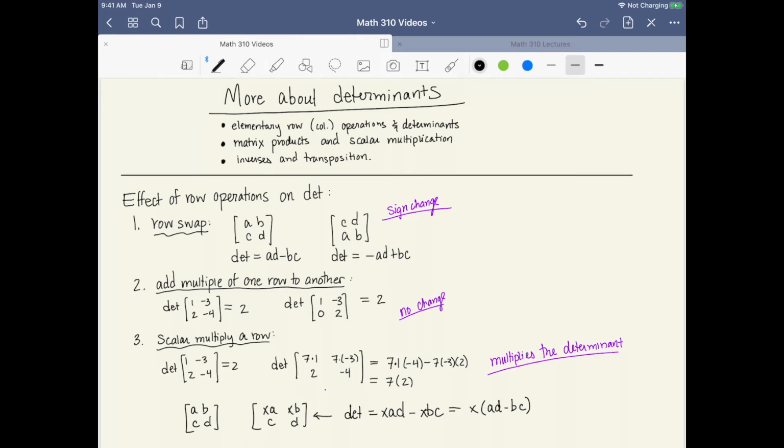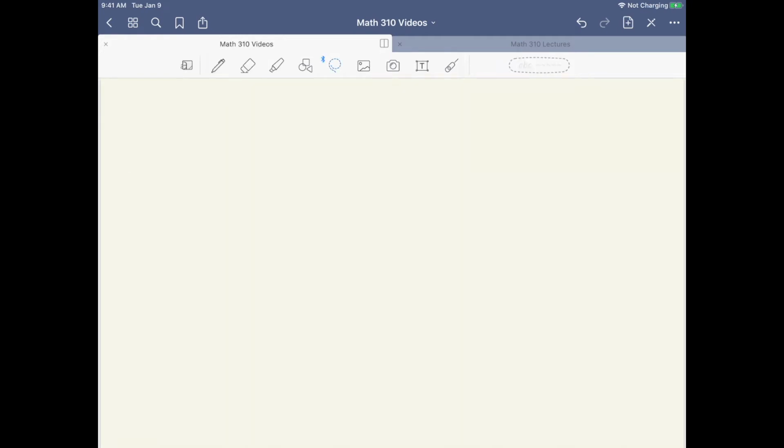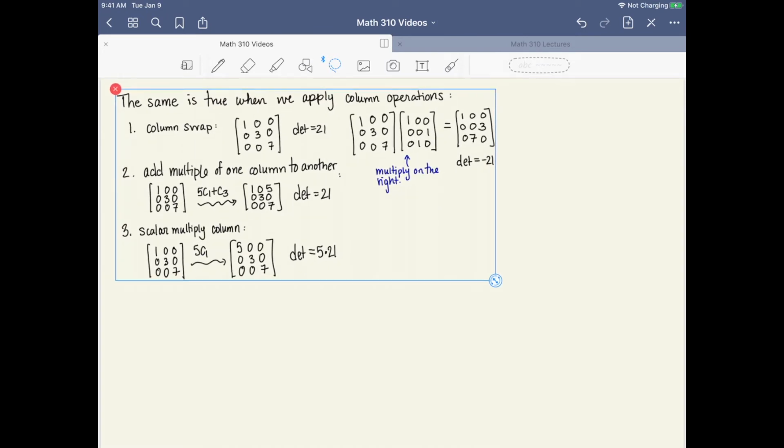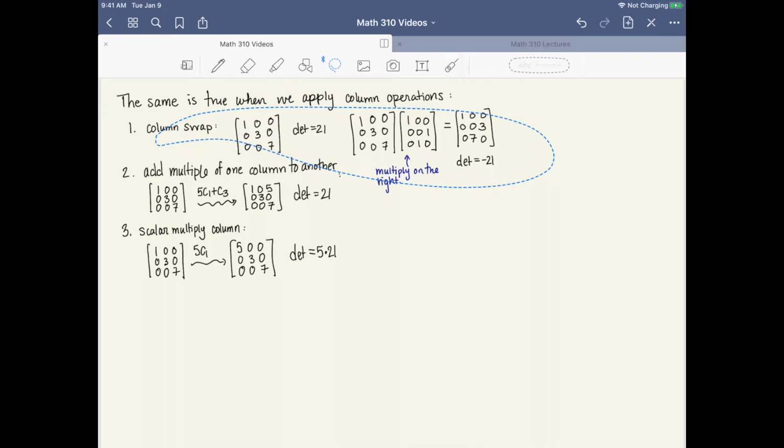We have not talked a lot about column operations in this class, so let me just mention in passing that the same thing is true when you apply column operations. So if you do a column swap, the effect on the determinant is going to be to change the sign. And I have a few examples here that you can look at if you're curious about these column operations. Adding a multiple of one column to another will preserve the determinant, and scalar multiplying a column will have the effect of scalar multiplying that determinant as well.